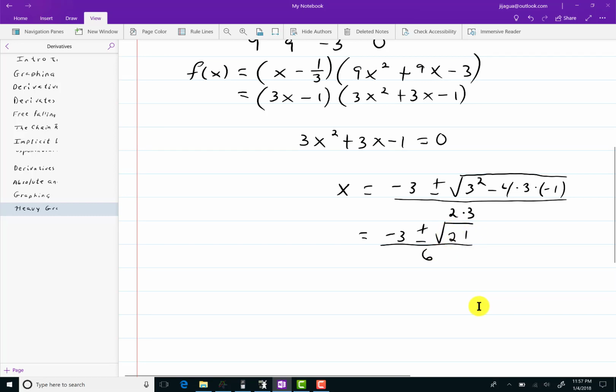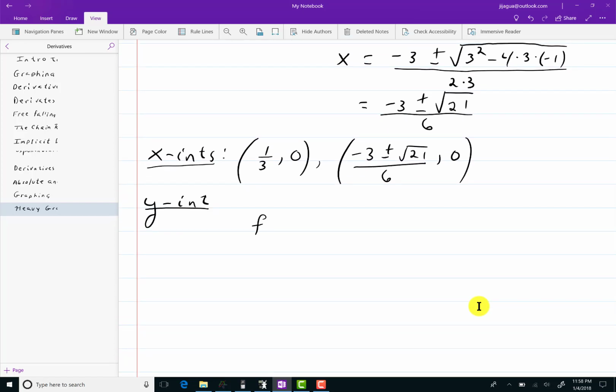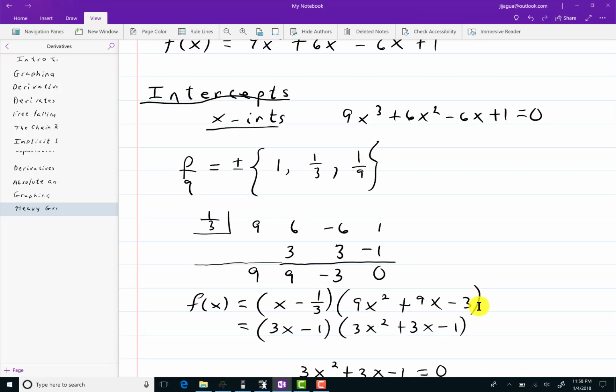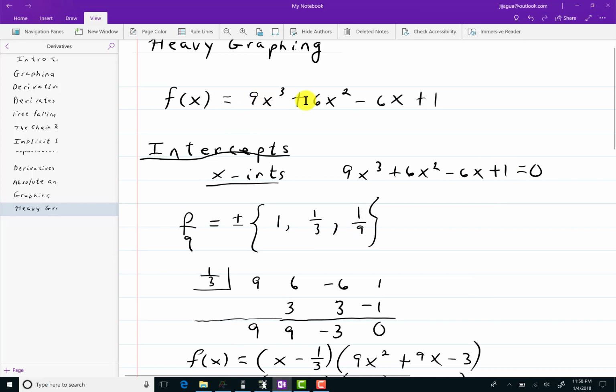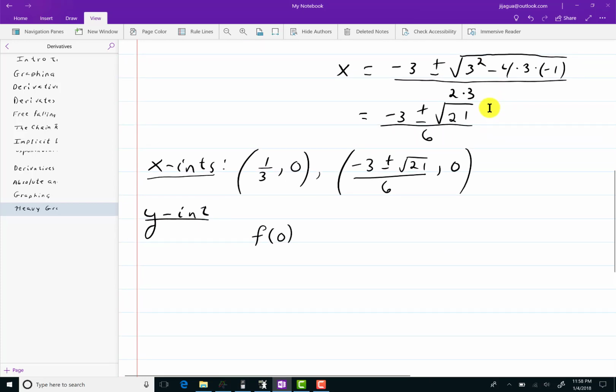So I've got my x-intercepts. They are 1/3, 0, and -3 plus and minus radical 21 all over 6, 0. The y-intercept is very easy. So f of 0, what was the last coefficient? F of 0 equals 1. So the y-intercept is 0, 1.